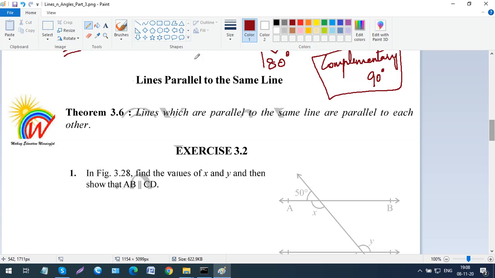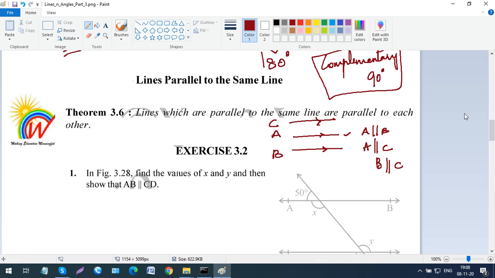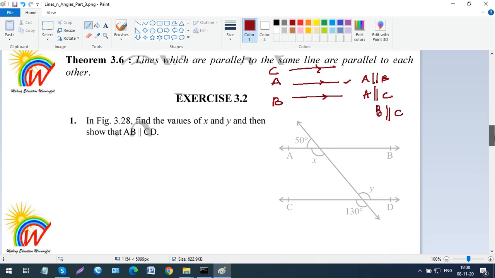Okay, so now we'll look at the other theorem. Lines which are parallel to the same line are parallel to each other. That is, if you have two lines, let us say there is line A, there is line B, and there is line C also somewhere over here. And if I say that A is parallel to B, and A is parallel to C also, then C and B are also parallel to each other. That's what it says. If A is parallel to B and if A is parallel to C, then B and C are parallel to each other. Understood? So that is what this theorem 3.6 says. Now coming to exercise 3.2.